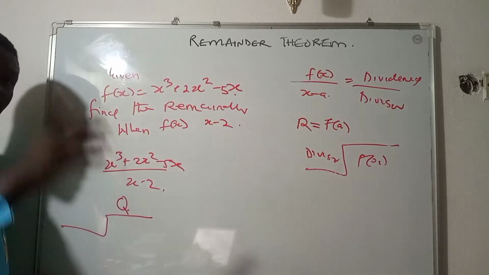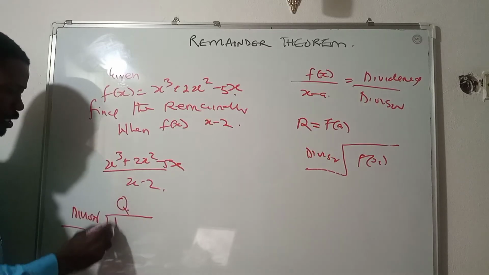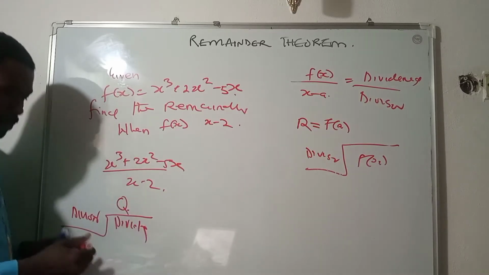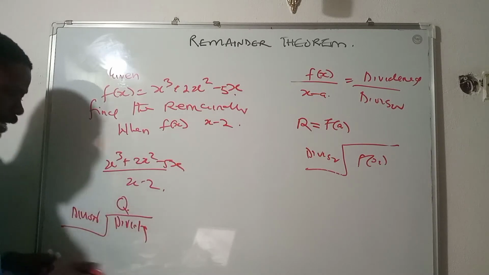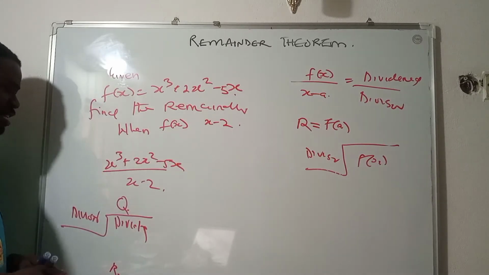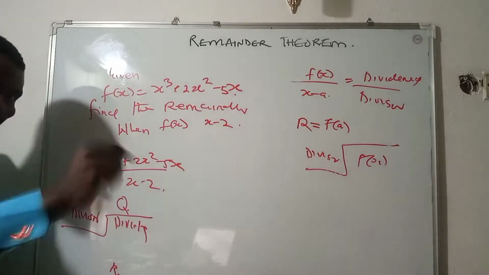You know that if you use the long division method, this will be the position of your divisor, and this will be the position of your dividend. By the time you finish dividing, you're going to have the quotient up here, and then the remainder will be somewhere here. If that is not understood, you look for my video on division of polynomial. You will get it clearer.